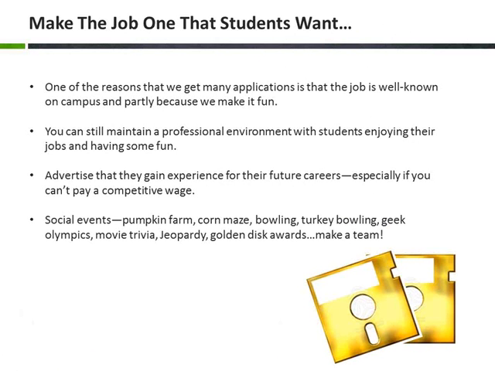Some of you might know that's with frozen turkeys. We have Geek Olympics, movie trivia, Jeopardy games, and then we give out Golden Disc Awards. These are 5 1/4 floppies. I was able to buy 500 of them on eBay for $10. And I think most of them were made before these students were even born. But that's kind of a neat little cultural ritual as we give out our Golden Disc Awards.